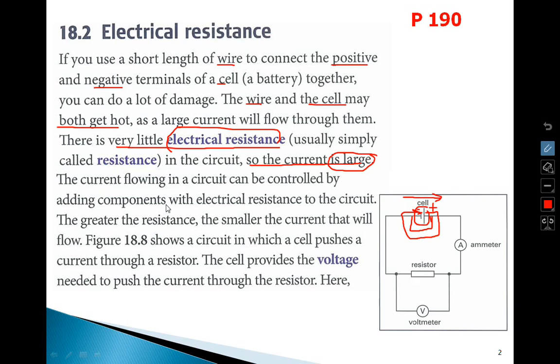So what steps can we take to make the circuit safe, or to avoid this situation? Since the current flows in the circuit, as we said, starting from positive to the minus one, the current flows through the circuit from this part until it reaches where? The minus one, from positive to the minus one.